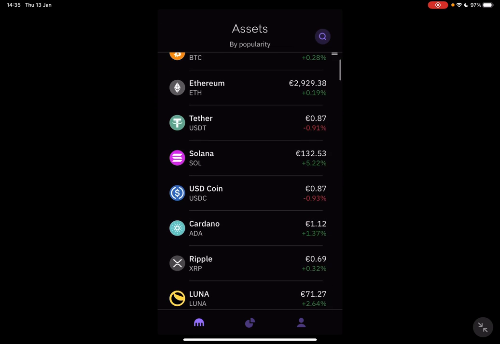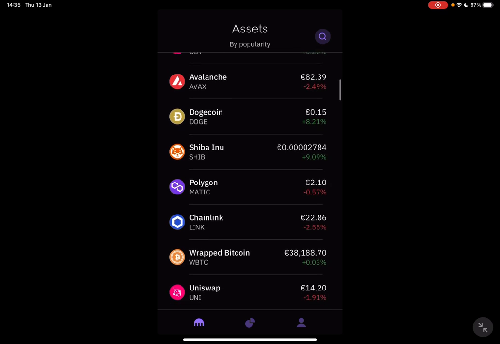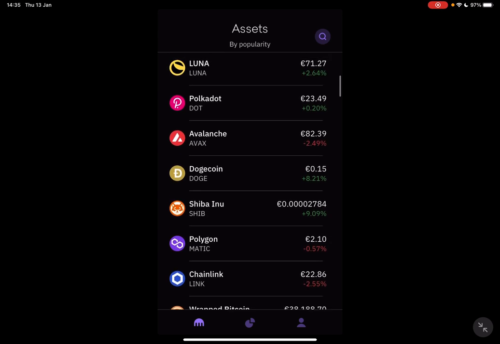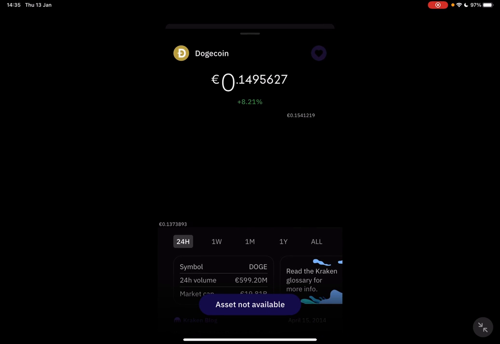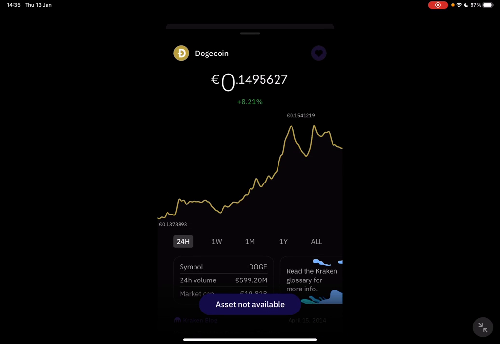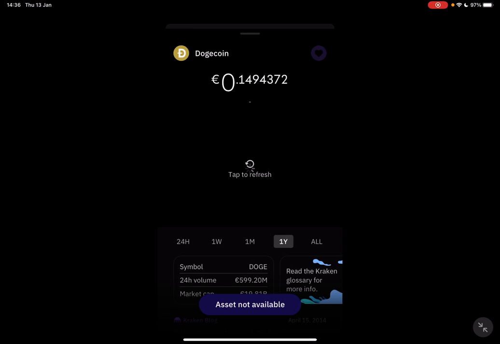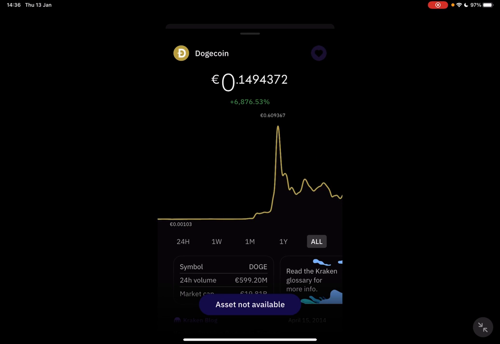Below that, you will see all the available cryptocurrencies on the site. To research them, you just tap on one of them, and it's going to open up the profile of the cryptocurrency. On the profile page, you will see the price changes of the last 24 hours, the last 1 week, 1 month, 1 year, and an all-time chart.